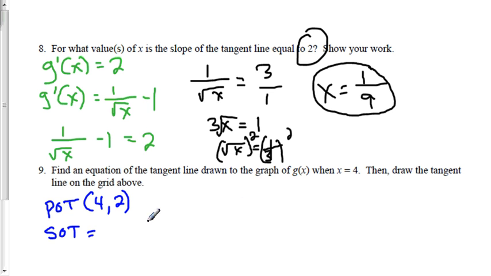Okay, next one, let's find the equation of the tangent line drawn to the graph of g of x when x equals 4. So when I know x is 4, I can substitute into g of x. So we find the point is 4 comma 2. Okay, so now let's go and find the slope of the tangent line. So that goes into the derivative.